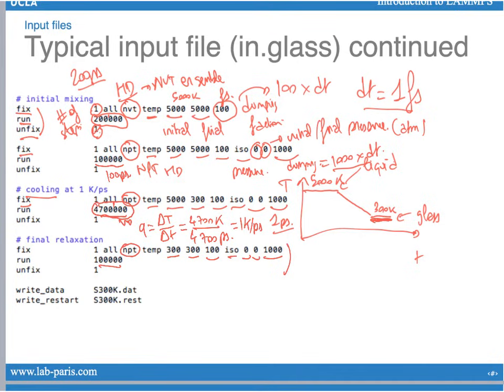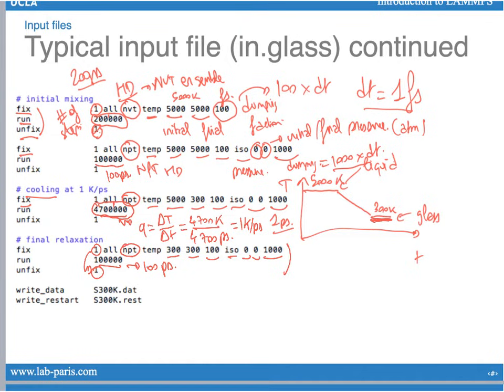This is the final chance that we give the system to further relax. So we want to do that in this case for another 100 picoseconds. And we close this fix. We open the fix and we close it, so we release those constraints.